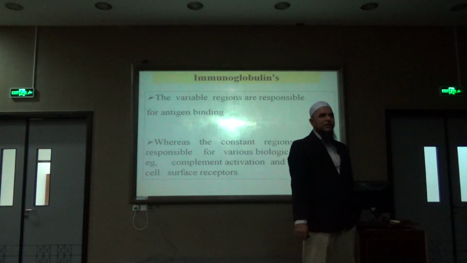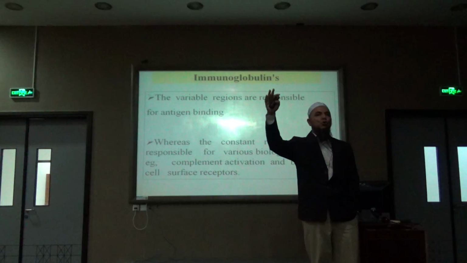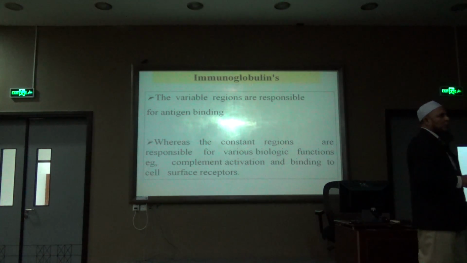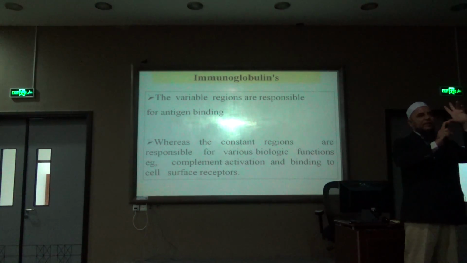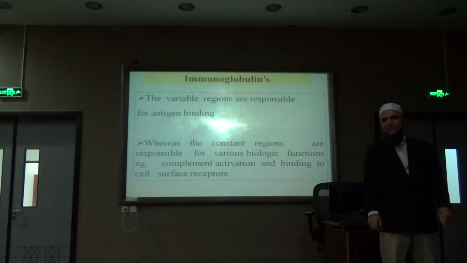What is the role of the variable region? It binds to the epitope of the antigen. And what is the function of the constant region? Two functions majorly. Number one, complement activation. Number two, receptor binding.